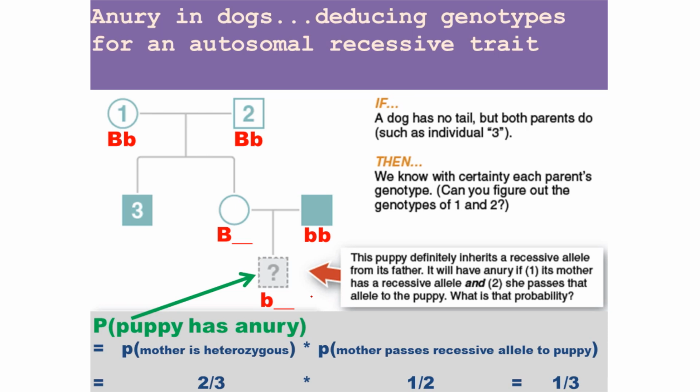Mendel's law of segregation. What's the probability then, if she is heterozygous, that she passes 1 on? Because both of those things have to happen. That's half. So 2/3 times 1/2 is 1/3. We can say that's the probability that that puppy is born with anury.